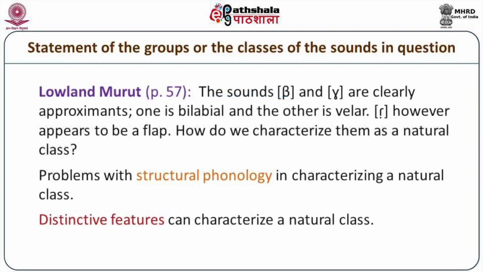Now let's take a look at Lowland Murut on page 57. There are two sounds, v and r, which are clearly approximants. One is bilabial and the other is velar. There is a third sound, you see there. It appears to be a flap.